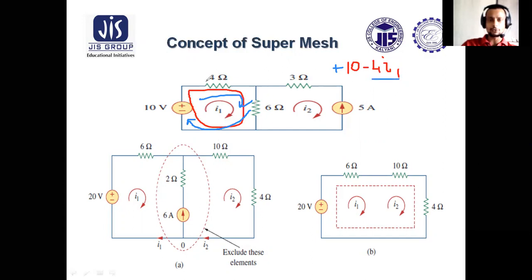I1 current is flowing through 4 ohm. Now the sign of this voltage drop will be minus, because direction of current and direction of travel are both in the same direction, which implies, as per KVL, which we discussed in sign convention of IR drop, if direction of current and direction of travel are both in the same direction, IR drop will be negative. That is why we have put it negative.